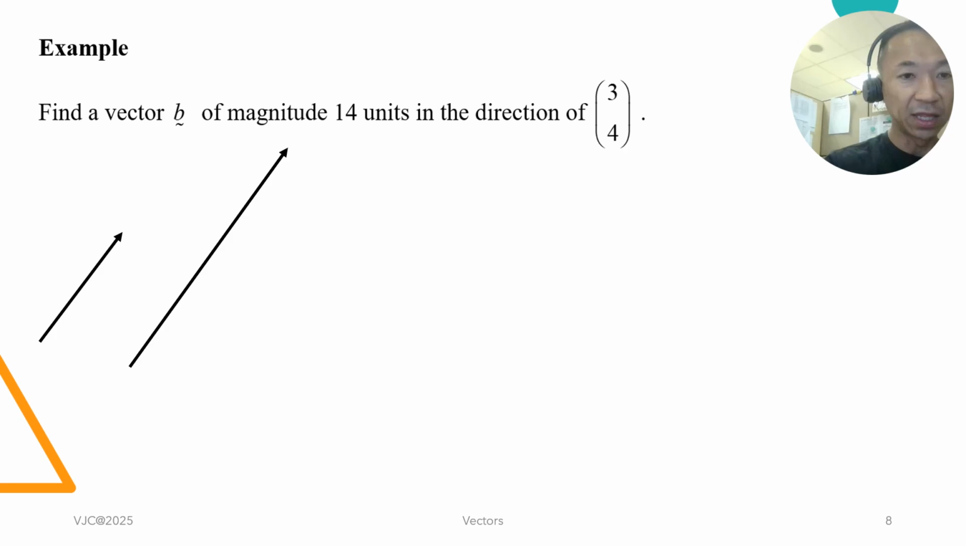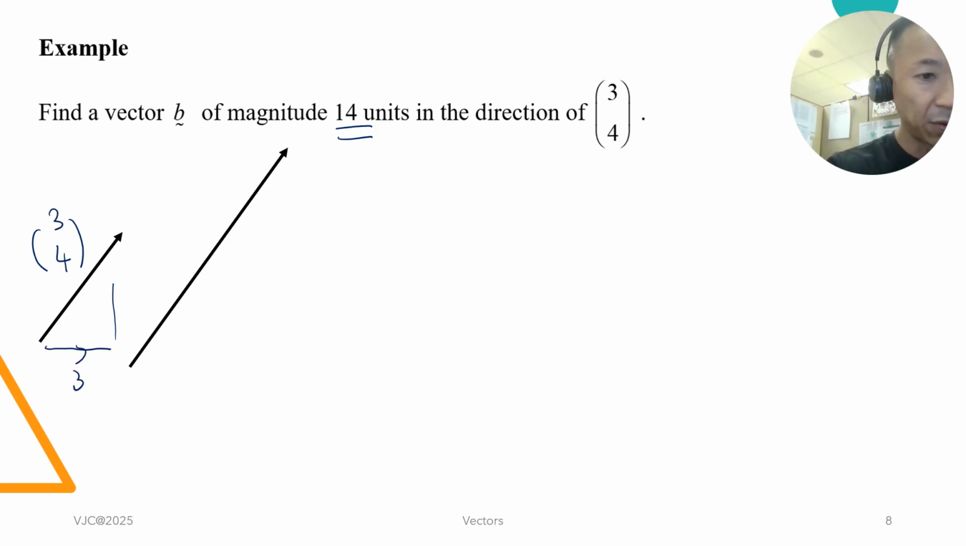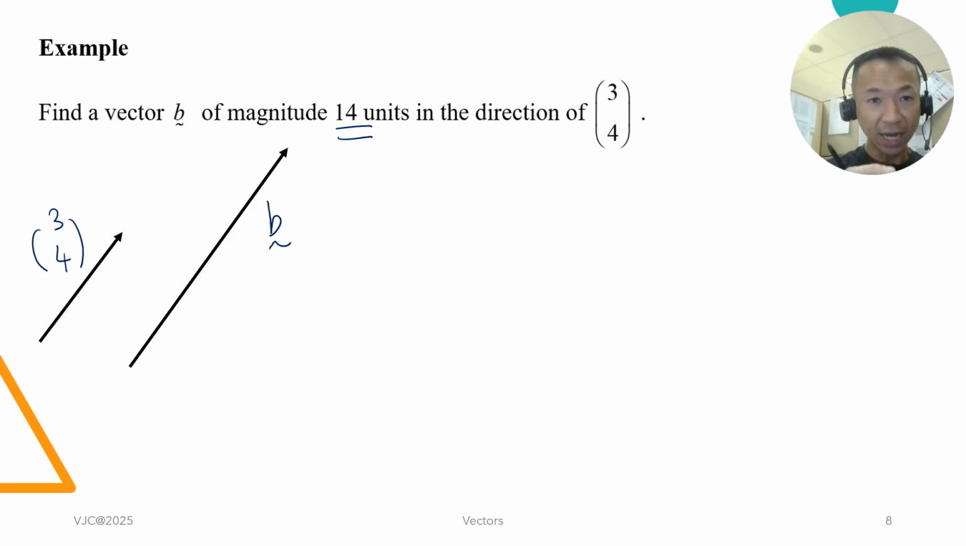All right, find a vector B which has a magnitude of 14, but it has the same direction as (3, 4). Let's suppose this is (3, 4). Right, this is 3 units here and 4 units here. Correct? Now you want to basically find a vector B, correct? A vector B here, which has a magnitude 14, which is the same direction as (3, 4), and I deliberately draw it like that.